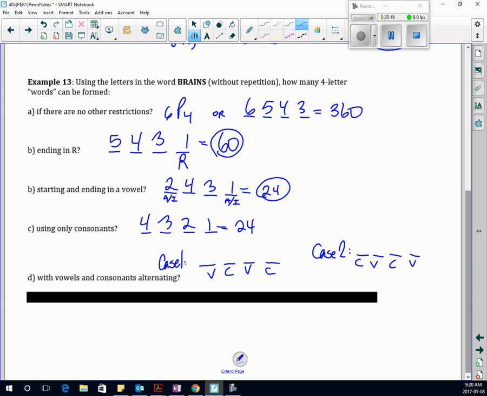Okay, so how many vowels do I have? 2, then 1. Yes? How many consonants do I have? 4, then 3. So this is 24 and 24. So how many do I have total? 48 total. There we go.